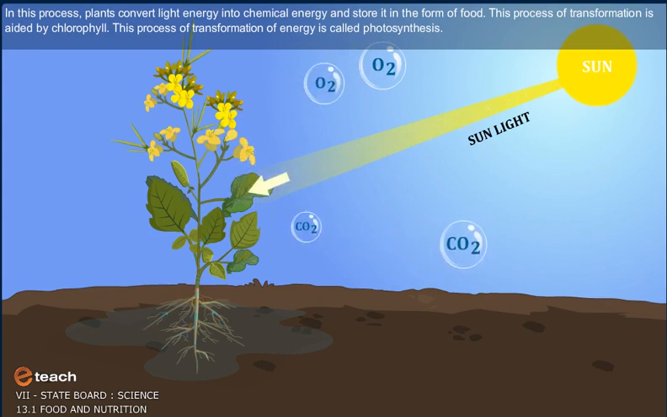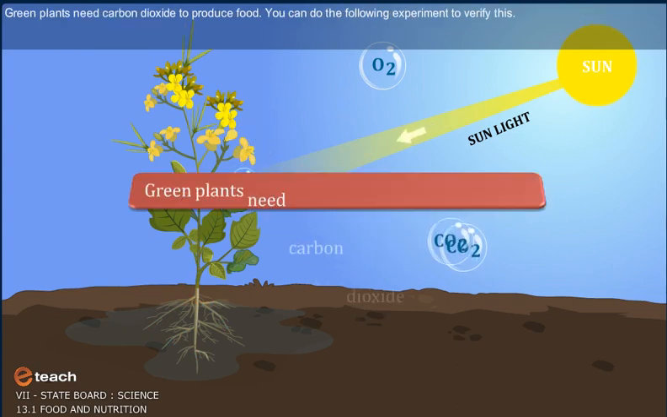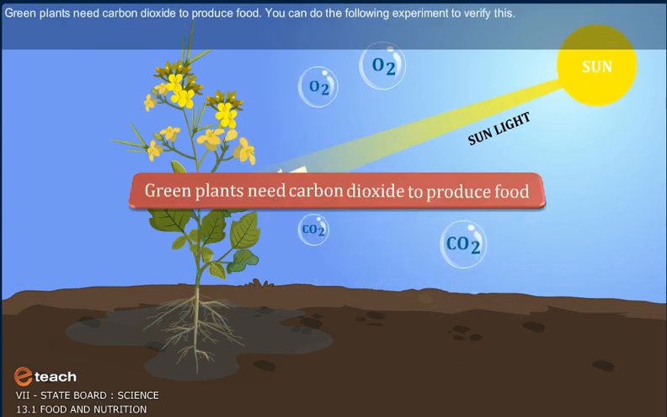This process of transformation is aided by chlorophyll. This process of transformation of energy is called photosynthesis. Green plants need carbon dioxide to produce the food. You can do the following experiment to verify this.